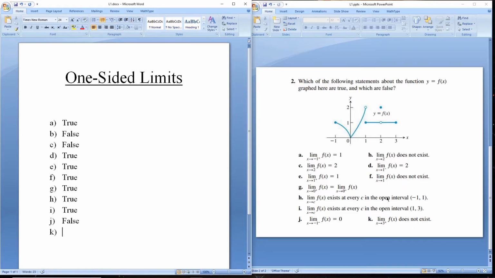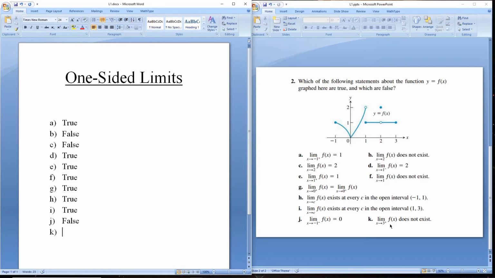And that goes back to why these statements say open interval. Because if it's a closed interval, that means there's nothing to the left of it. And if there's nothing to the left of it, then we can't approach from the left.